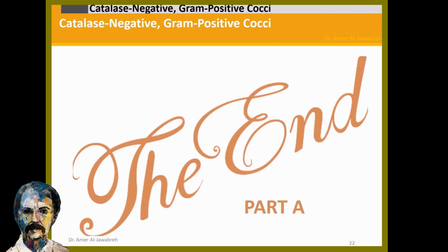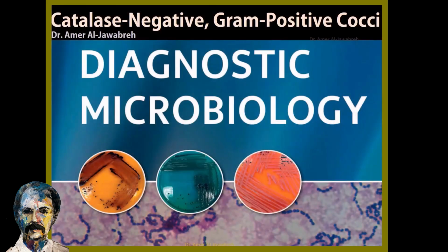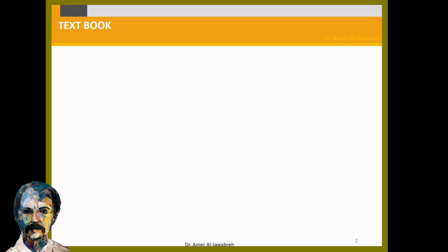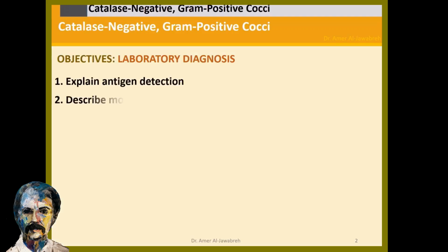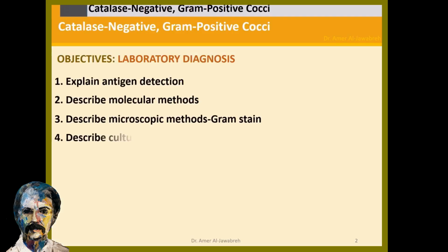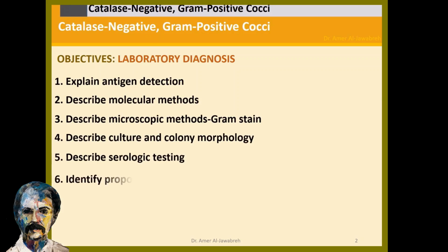We finished part A, and then we go to part B. So this is the 15th edition, and in part B, I think it's almost the same. The objectives are almost the same because this is a continuation. But a little bit we have explaining the antigen detection.